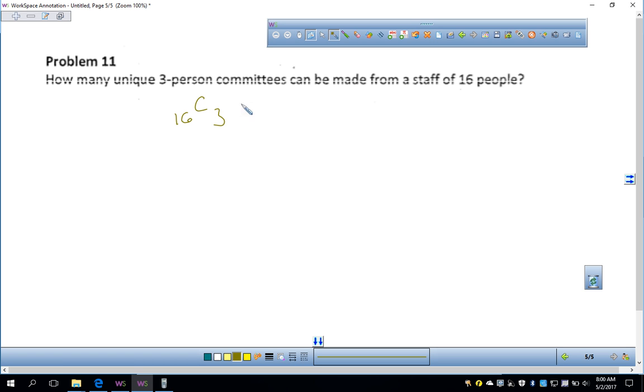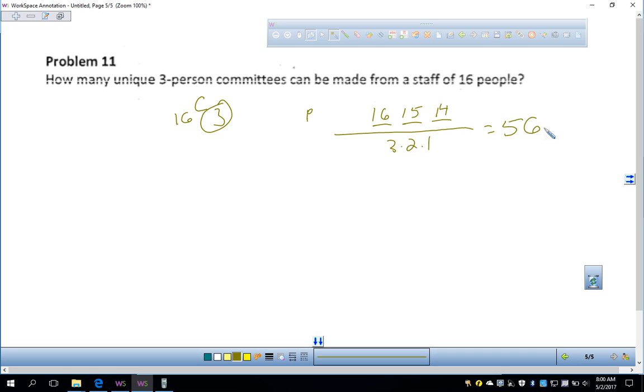16C3. You should also know how to write that out longhand. How many spots do I have? If I were doing it by multiplying possibilities, how many choices do I have for here? 16. How many choices do I have for here? 15, right? How many choices do I have for here? 14, right? So I have 3 spots, but then I have to divide that by the number of arrangements, right? Which would be 3 times 2 times 1, which would be 6, right? So if I did that, I would get, is it 560? Is that what you said? 560. Okay.